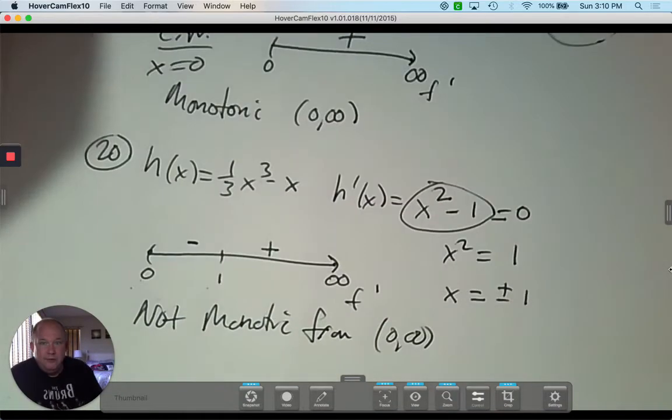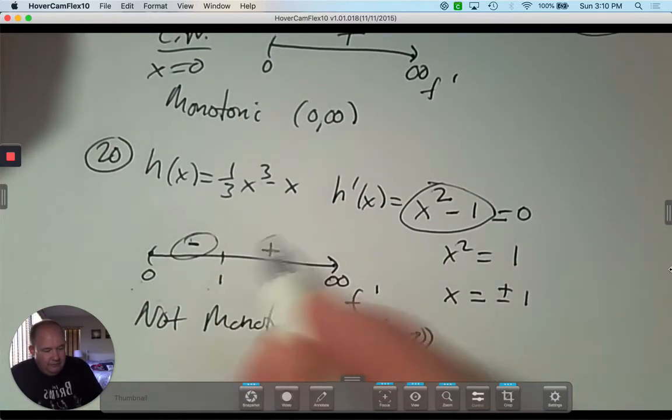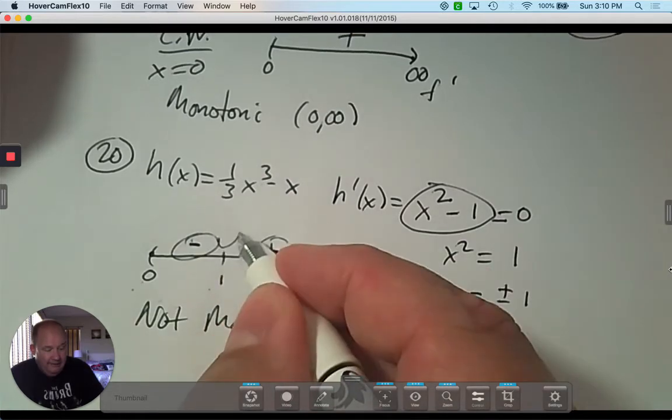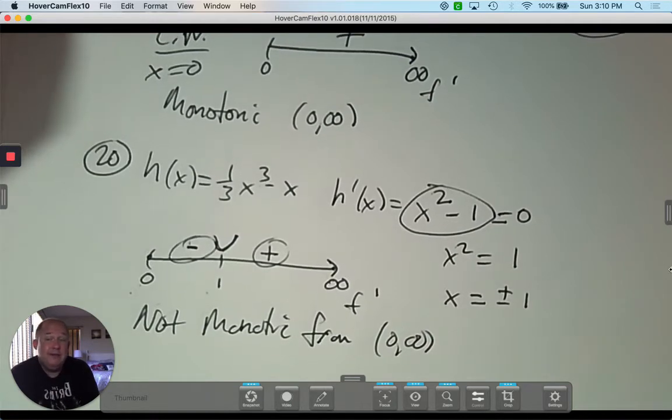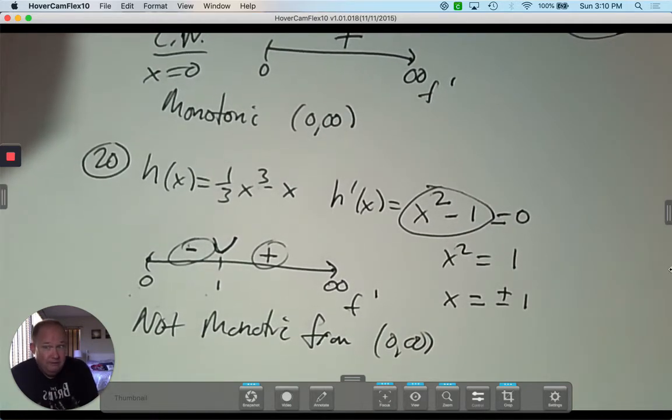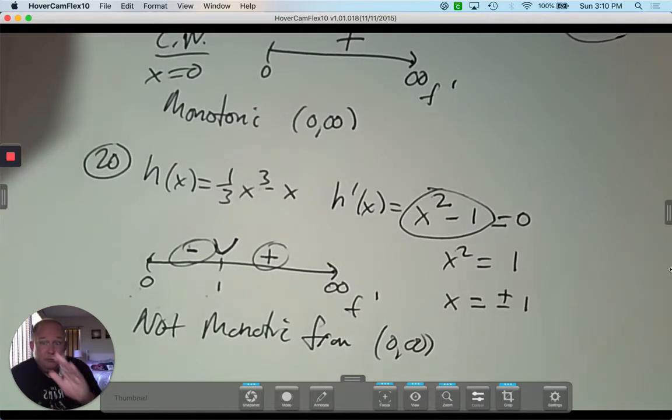So why is it not monotonic? Because this function decreases and then increases, creating a minimum, a turning point at 1. So if it's monotonic, there are no turning points. It either goes only up or it goes only down.